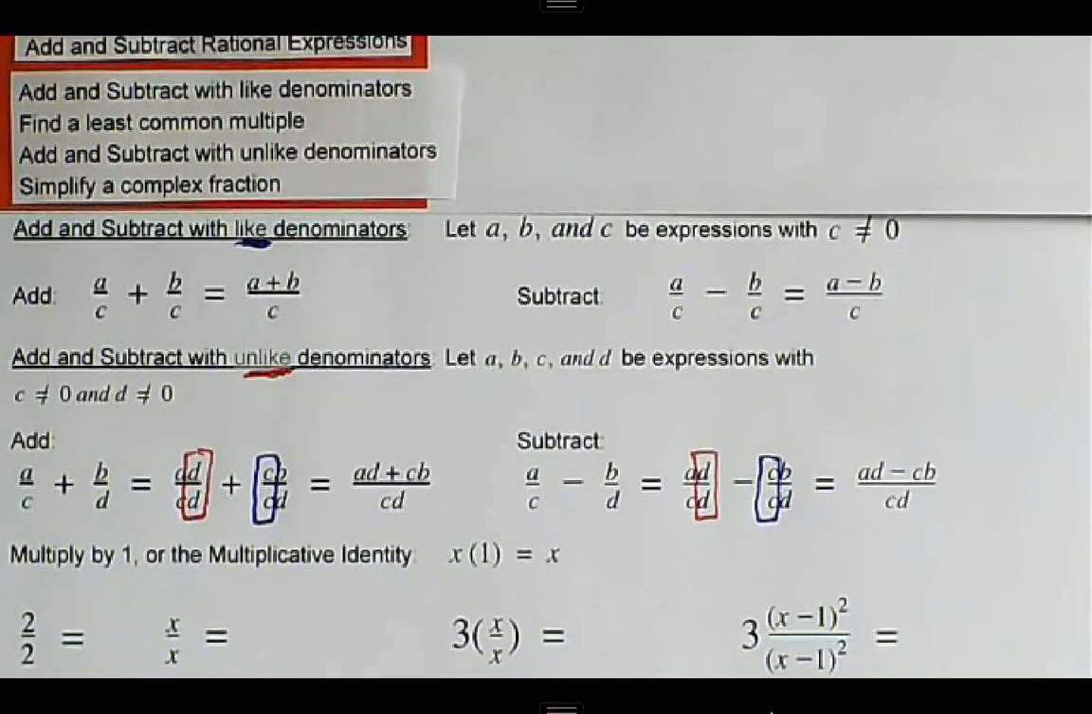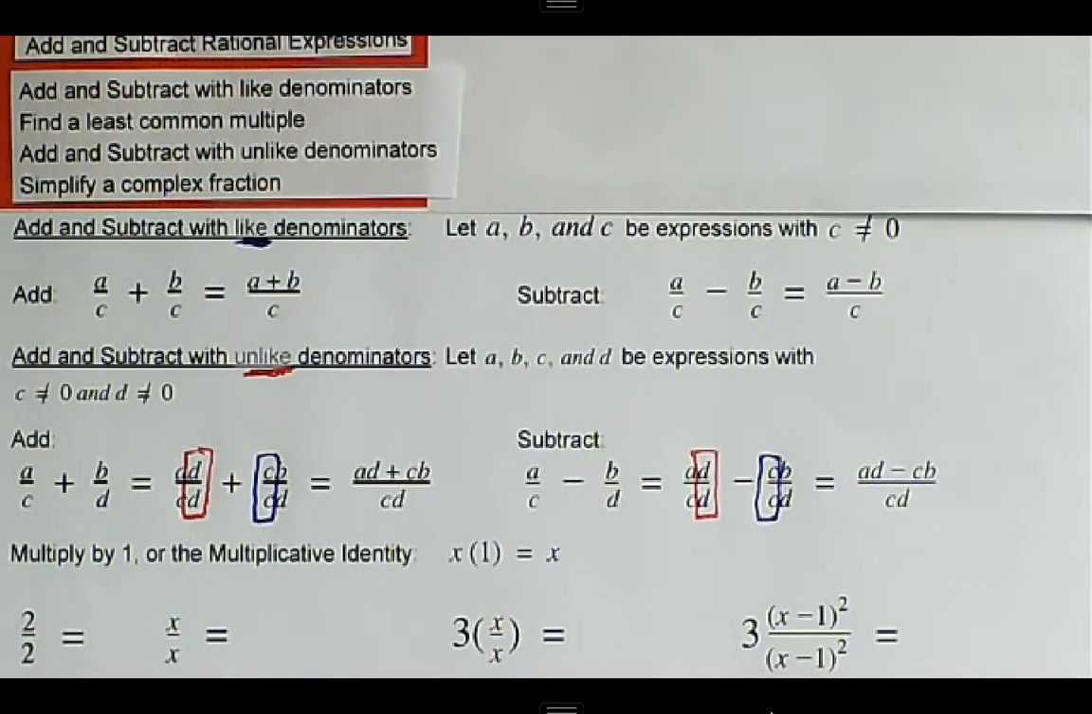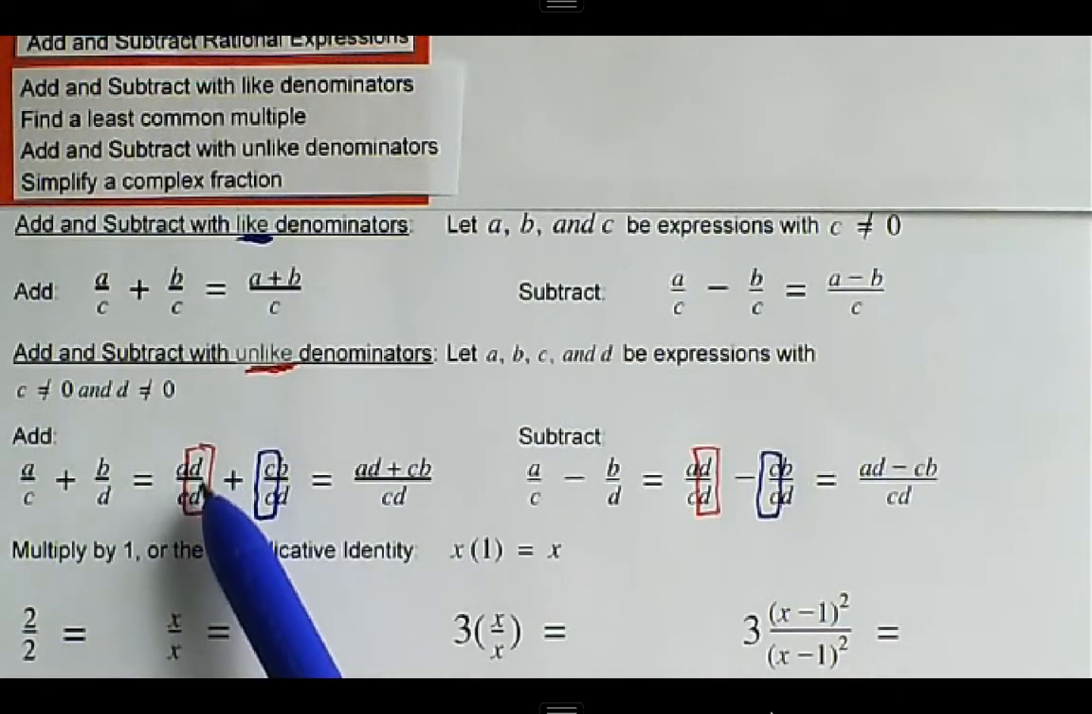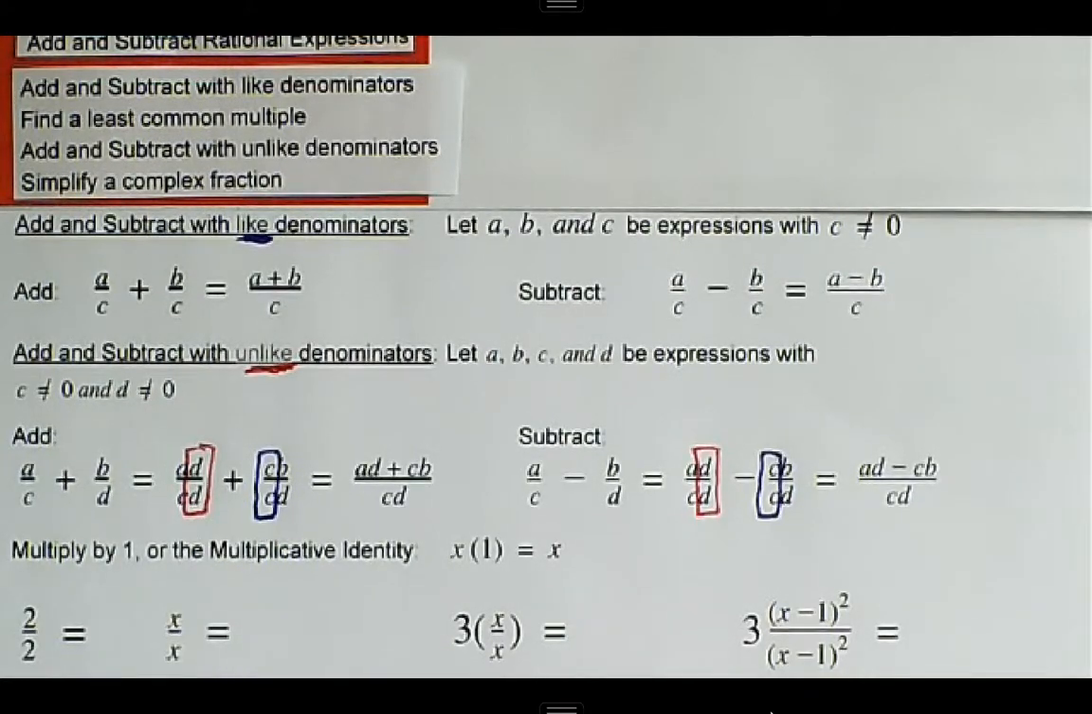So why are we multiplying by D over D and C over C? Well, really, what this value ends up being is just 1 all the time. So why are we multiplying by 1? We're multiplying by 1, or the multiplicative identity. That just says anything times 1 is just itself, right?